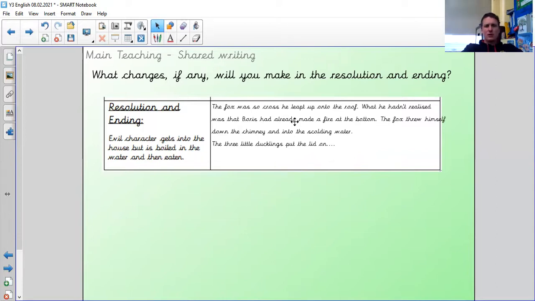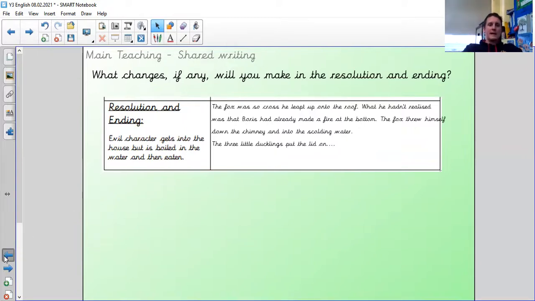The fox was so cross that he leapt onto the roof. What he hadn't realized was that Boris had already made a fire at the bottom. The fox threw himself down the chimney and into the scalding water. The three little ducklings put the lid on. They all lived happily ever after, the end. So the resolution and the ending, as I say, is quite simple.